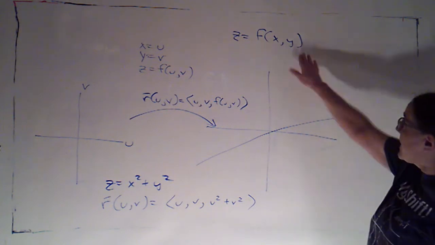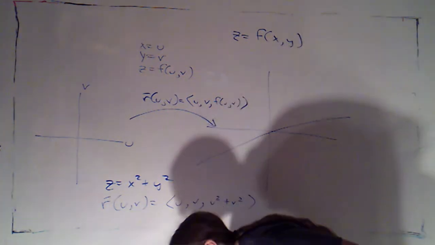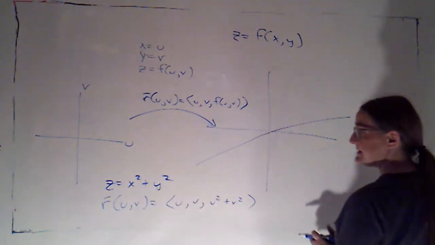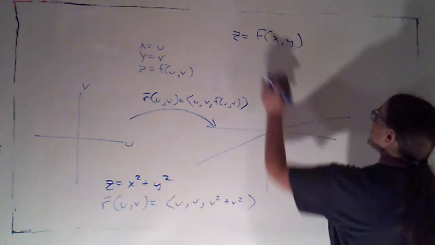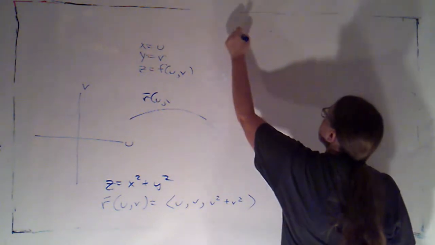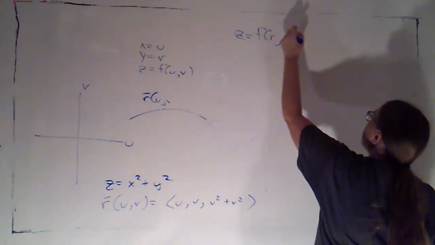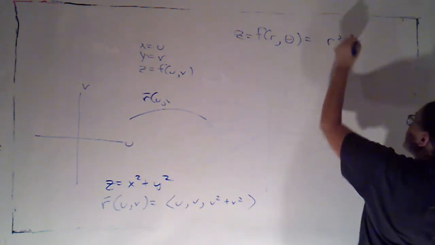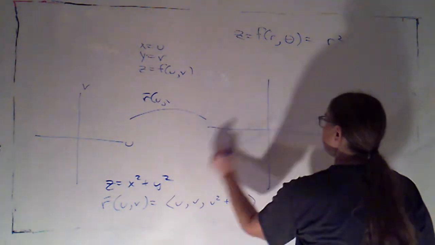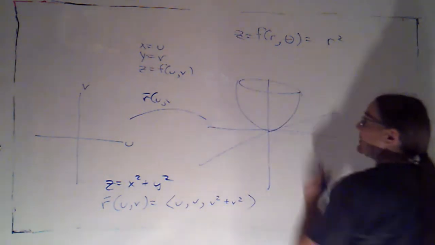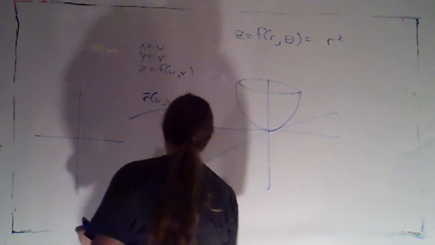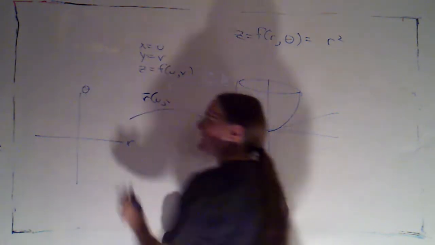Now, if I can do that with rectangular coordinates, I can also do it with polar coordinates. Okay. So here we were looking at z equaling x squared plus y squared. I could also have something like z equals f of r, theta. If I want to look at the same surface, x squared plus y squared is just r squared, so theta doesn't happen to show up in the formula. So it's actually exactly the same graph here.